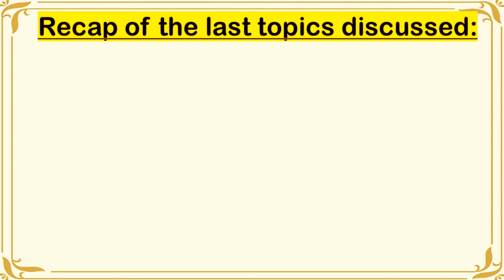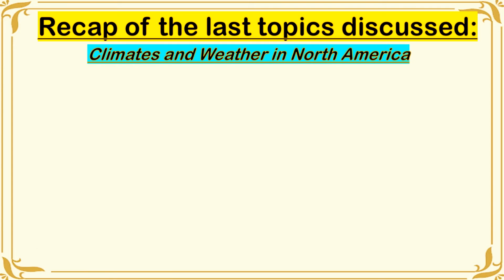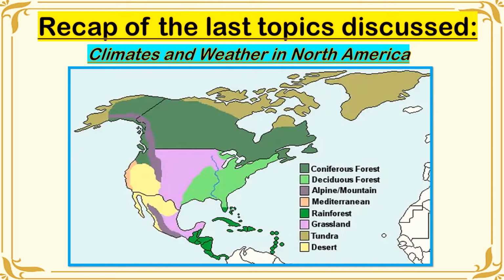Class, before we proceed to our online learning discussion, I would like us to have a short recap or review of the last topics that we have discussed, which were about the climates and weather in North America. So there are 8 climatic zones in North America, and they are the following: coniferous forest, deciduous forest, alpine mountain, Mediterranean, rainforest, grassland, tundra, and desert.